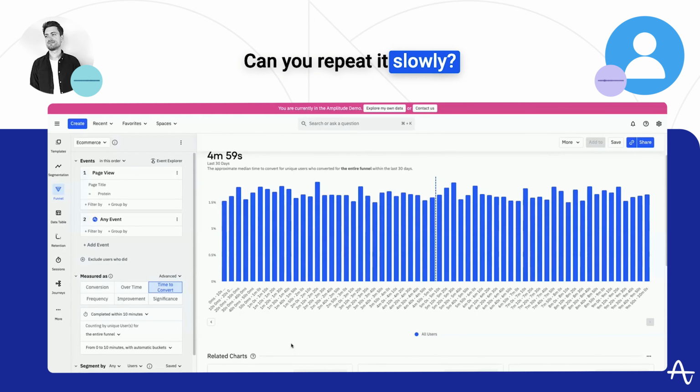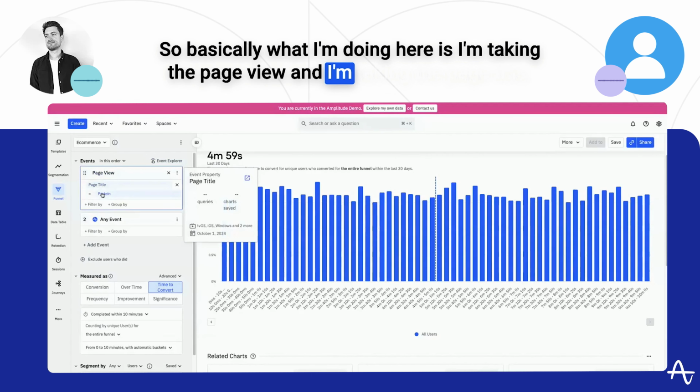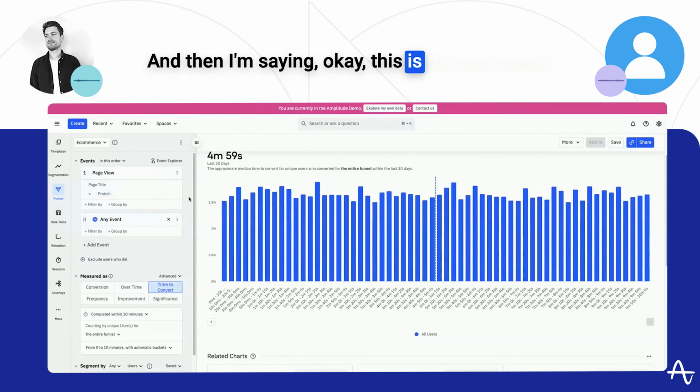Can you repeat it slowly? So basically what I'm doing here is I'm taking the page view, I'm taking the page title. So I assume that in your case, it will be something similar, right? It has a specific page title. And then I'm saying, okay, this is the next event.